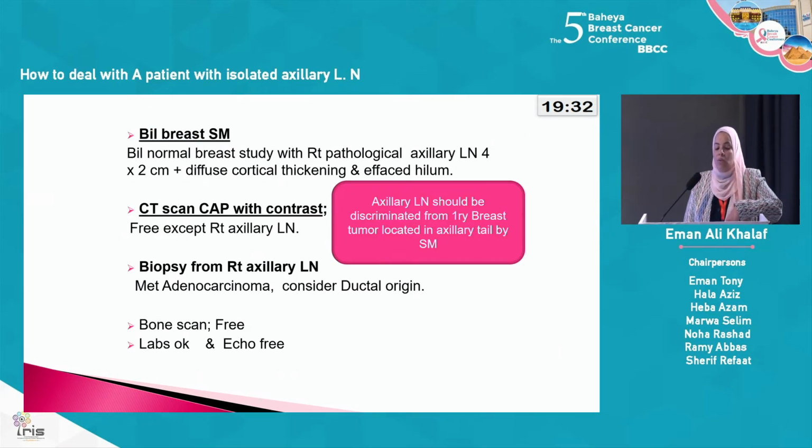She had bilateral breast sonomammography, which showed a bilateral normal breast study with evidence of a right pathological axillary lymph node only. CT scan chest, abdomen, pelvis was free except for the axillary lymph node. In such a case, it is very important to evaluate the axillary lymph node. The axillary lymph node should be discriminated from a primary breast tumor located in the axillary tail by sonomammography. Biopsy taken from the axillary lymph node proved metastatic adenocarcinoma, considered ductal origin. Bone scan, labs, echo were free.